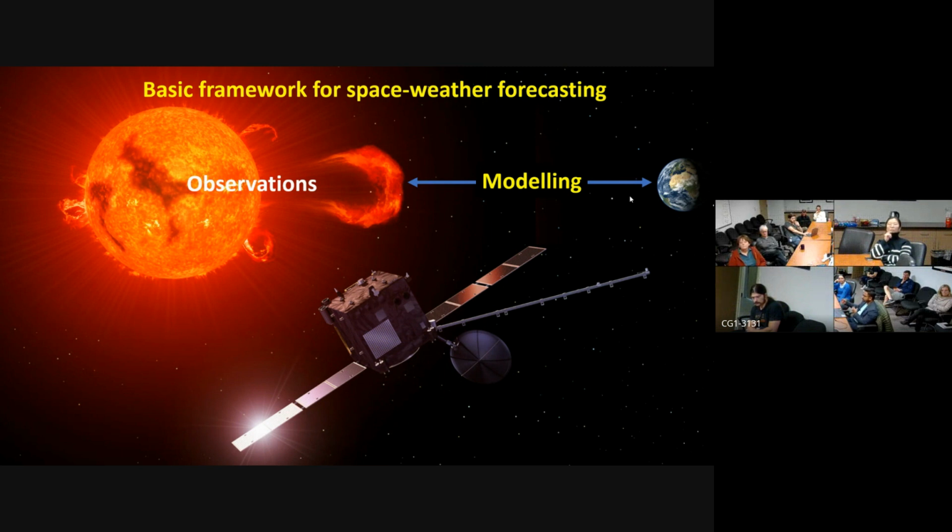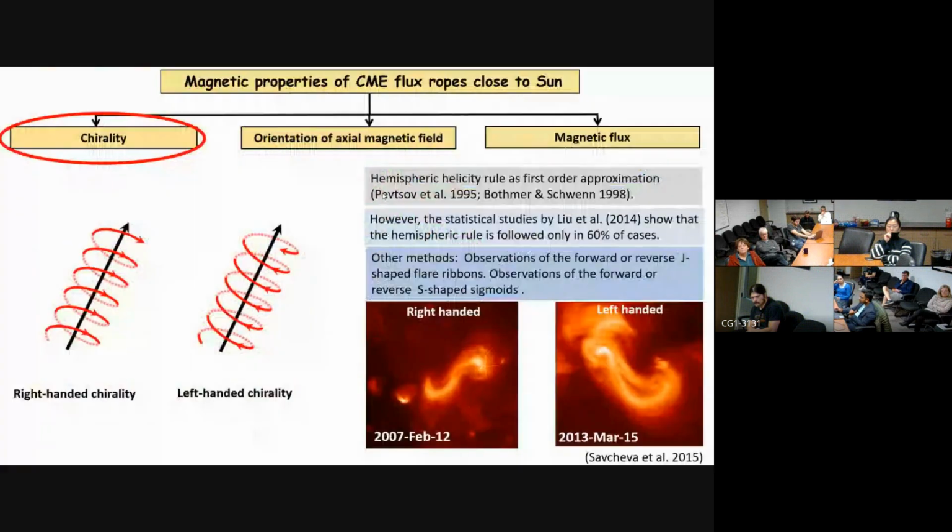So I'll go step by step through how we can first estimate the near-sun properties, both kinematic and magnetic, of these solar eruptions, then how we can model them from sun to earth to get some advance predictions. So in order to do the first step, what do we mean by the magnetic properties of a flux rope? There are basically three properties.